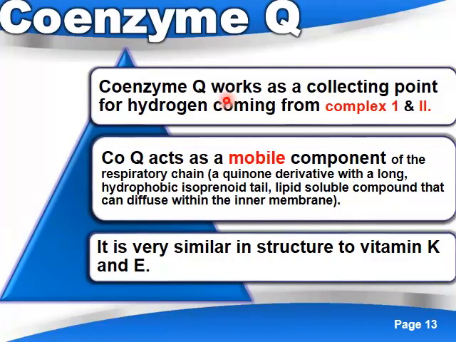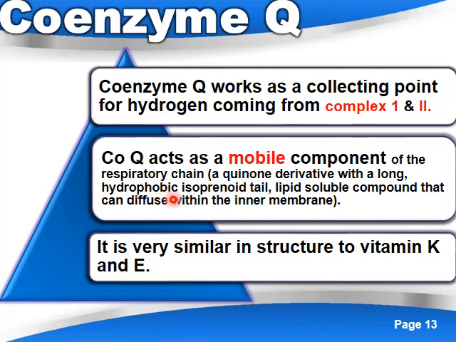What is CoQ? CoQ works as a collecting point to form QH2. It collects hydrogen either from complex 1, NADH dehydrogenase, or complex 2, succinate dehydrogenase. CoQ is a mobile component. What does mobile component mean? It is not fixed. Complex 1 and 2 are fixed, but CoQ is a mobile component of the respiratory chain.